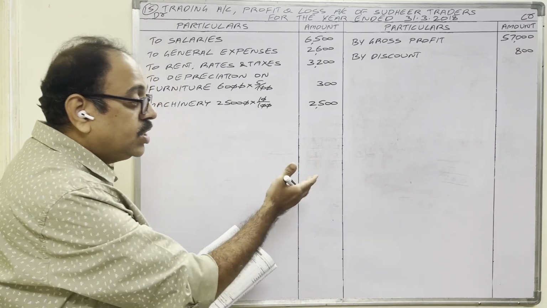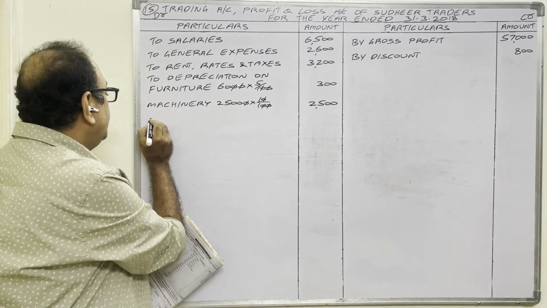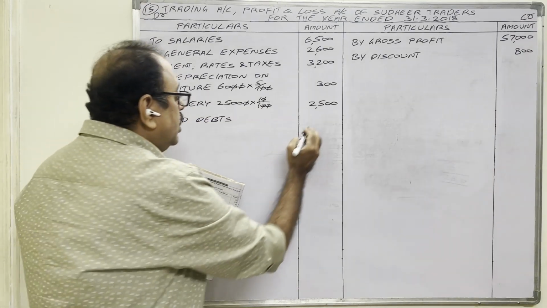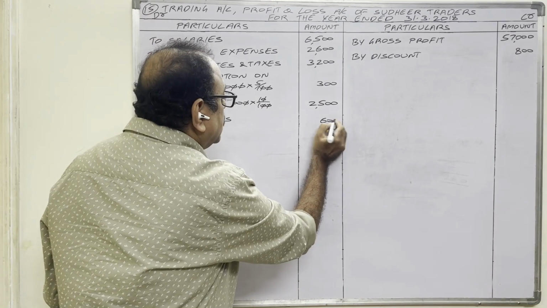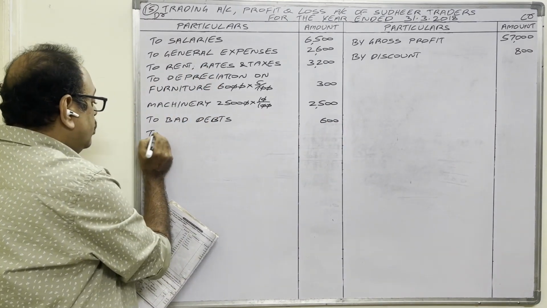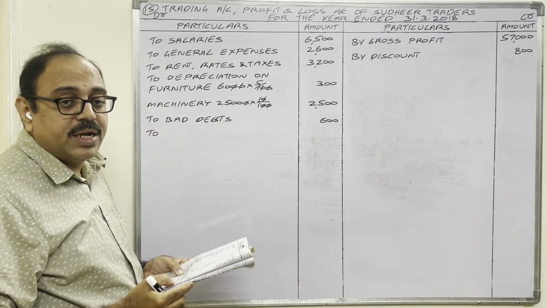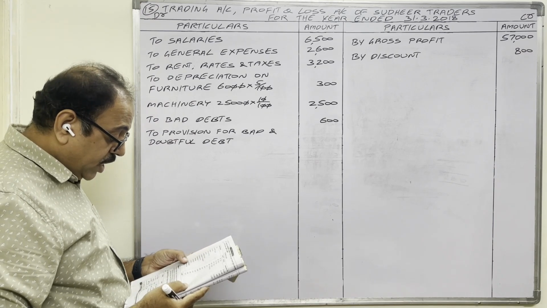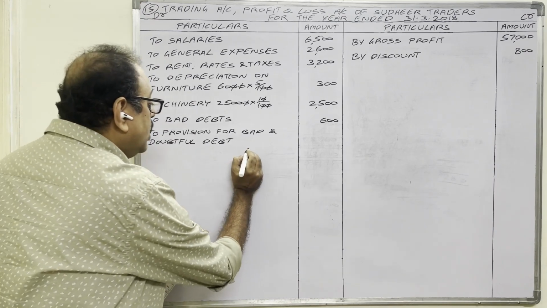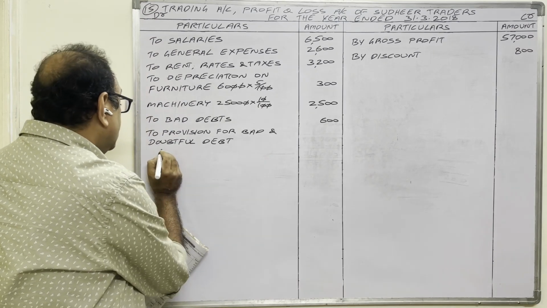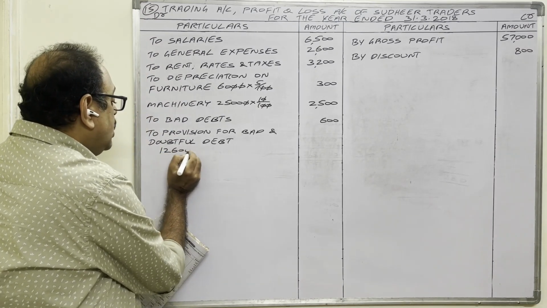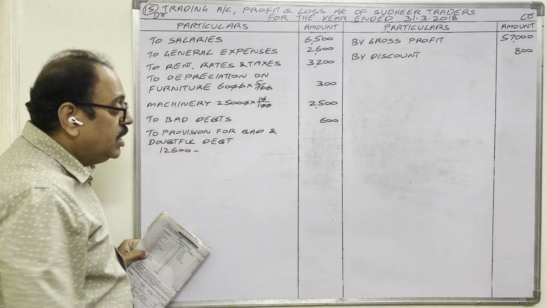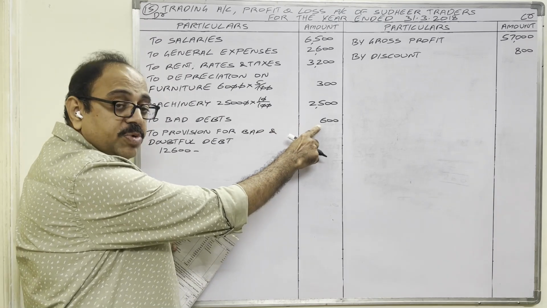Losses in profit and loss account debit side we should show. So debit side, first bad debts. To bad debts, the amount is directly given, 600 rupees. Next, to provision for bad and doubtful debt. On debtors you have to calculate. In trial balance debit side, debtor value is given as 12,600 rupees. But on 12,600 we should not calculate directly because bad debt is given in the adjustment, no?